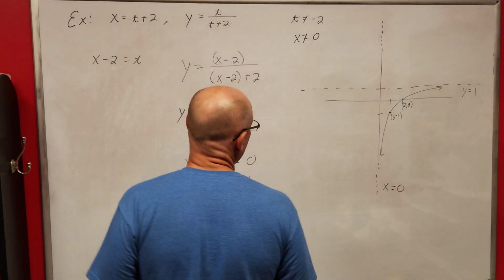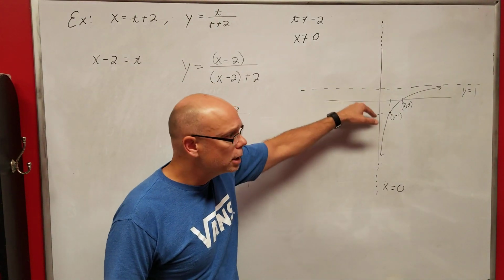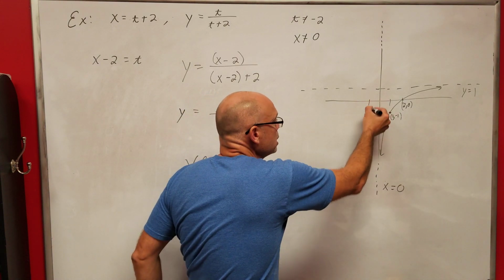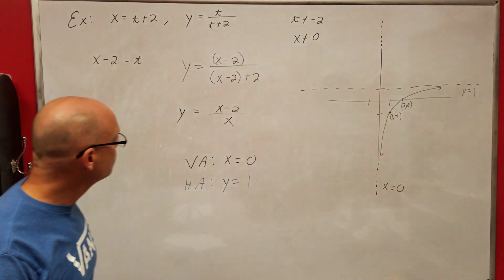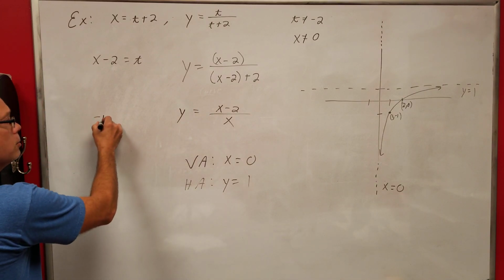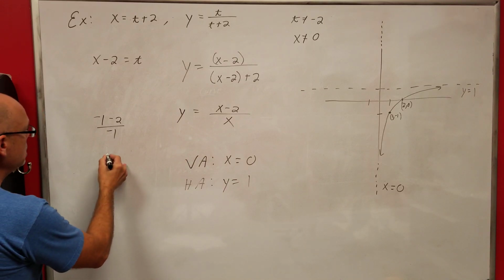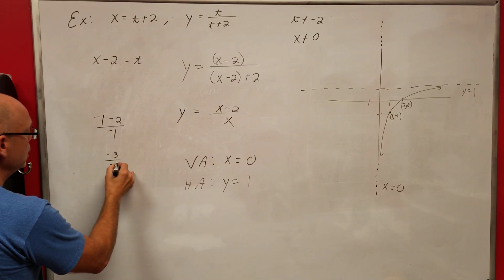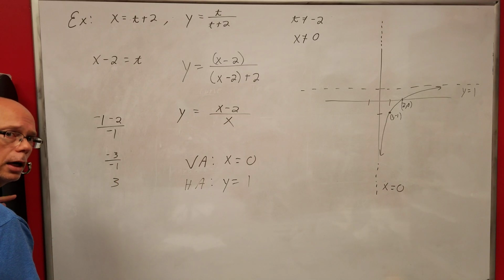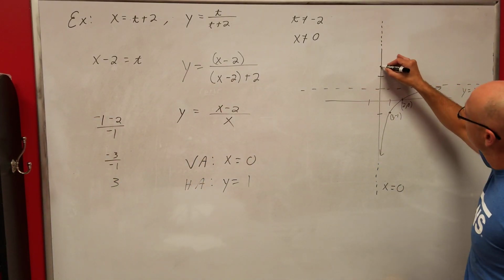All right, what about this portion of my graph? Let me see where I'm at. Am I up here, or am I down here? Well, let's pick an x value of negative 1. If I pick an x value of negative 1, what do I have? Negative 1 minus 2 over negative 1. So what does that give me? Negative 3 over negative 1, or positive 3, right? So that gives me negative 1, positive 3.